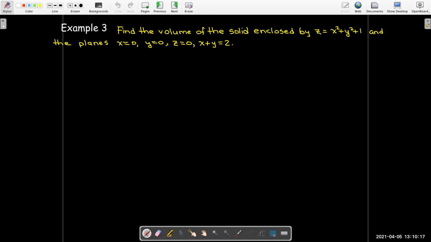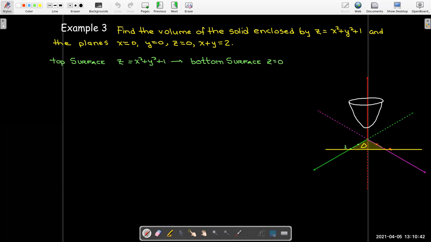So the way it's written, we don't have a y equals formula or an x equals formula. We have x plus y equals 2. So we get to choose here. Most people are going to be comfortable. Let's draw this out first. Our top surface is going to be the paraboloid, and the bottom surface is just the xy plane. So it looks something like that. And then I've also drawn in there the curve x plus y equals 2, and that's bounded by x equals 0, y equals 0, so it's that triangular region.